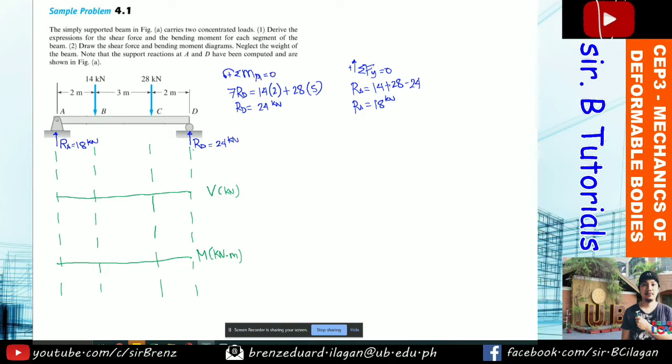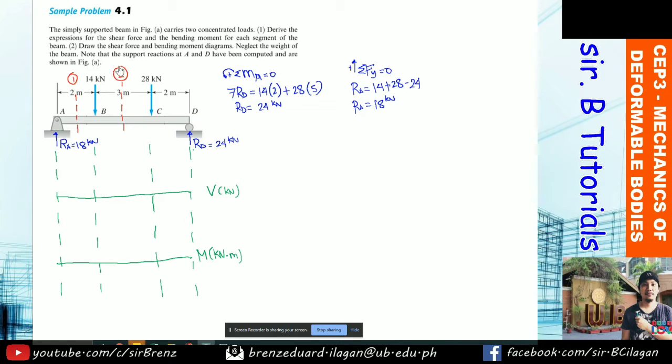Okay, so let's analyze the figure. Dito nagkaroon ka ng tatlong change in load. So magkakaroon tayo ng tatlong section. So una, magsa-section tayo dito. Okay? So this section is good for the distance of 0 hanggang sa distance 2. Next, at the distance 2, as you can see here, merong 14 kilonewton na concentrated load. So mangyayari, dito magkakaroon tayo ng another section.